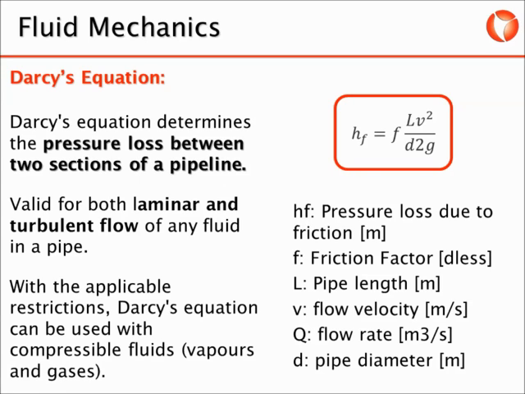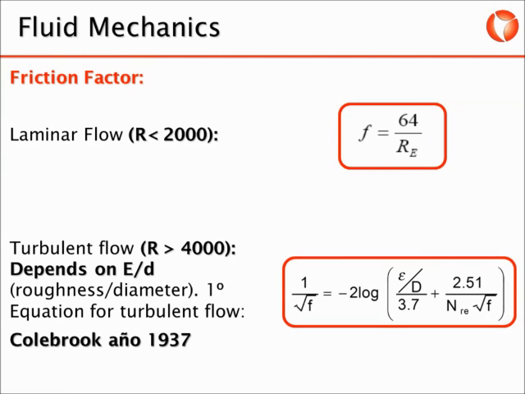Darcy's equation is the most universally used to determine the pressure loss in a pipeline, valid for both laminar and turbulent flow of any fluid in a pipe. The pressure loss depends on the friction factor, the pipe length, the velocity of the flow rate, and the pipe diameter. The most difficult part of Darcy's equation is to determine the friction factor, due to the fact that it depends on the Reynolds number and the pipe wall roughness.